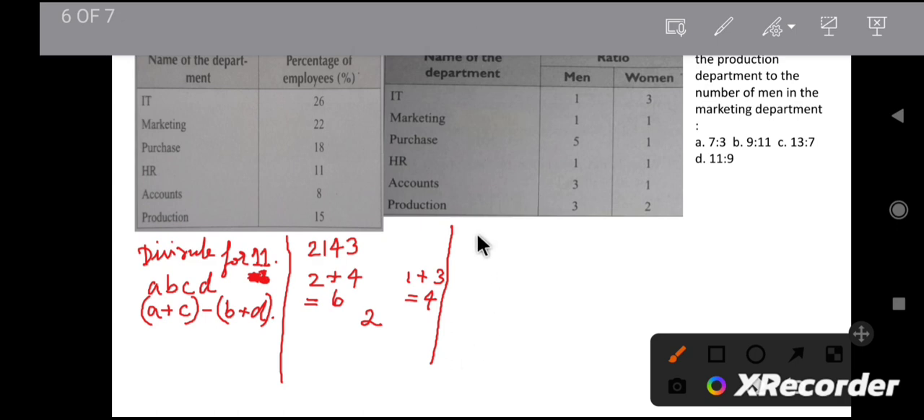Let us take the number 3, 7, 8, 4. Let us take this number. It has 4 digits. So what we have to do is 3 plus 8, and 7 plus 4. 8 plus 3 we got 11, and 7 plus 4 we got 11.